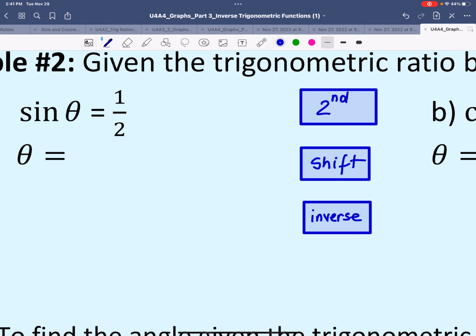So we are going to type in inverse and then the sine. And when you do that, on the screen of your calculator, you will see sine to the power of negative 1. And the negative 1 sits in the spot of the exponent, but it's not actually an exponent. It's just a symbol for the inverse of the sine ratio. And then you type in the 1 over 2.